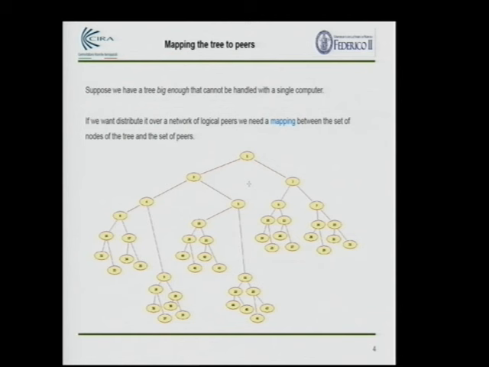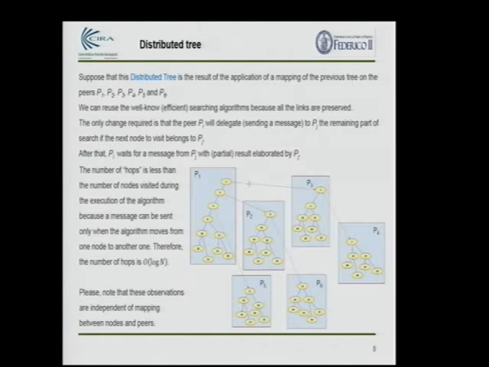Here is an example of a binary tree with a lot of nodes. Suppose that this tree is big enough that it cannot be handled by a single computer. The first operation that we must perform is to map nodes onto the logical peers. This mapping only says which peer hosts which nodes, nothing else. So the result can be as in the figure, where the previous tree is distributed over the peers from P1 to P6.